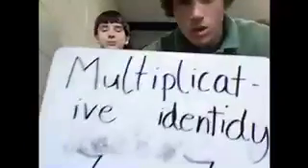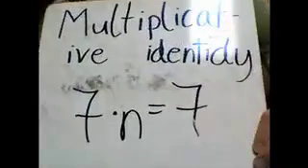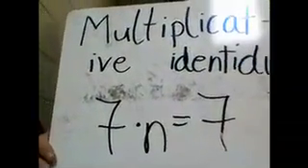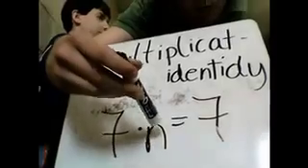So first up is multiplicative identity. As you can see in the equation, 7 times n equals 7, and in the solution n equals 1. So 7 times 1 equals 7. That'll work anytime, even if you do 9 times 1, it'll equal 9. Or 1 billion jillion times 1. Hang on, I have to explain it.